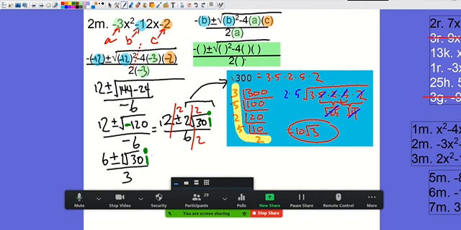Cool. All right, folks. I want you guys to do the following problems over here. That's a recap on quadratic formula, which is from IM2.